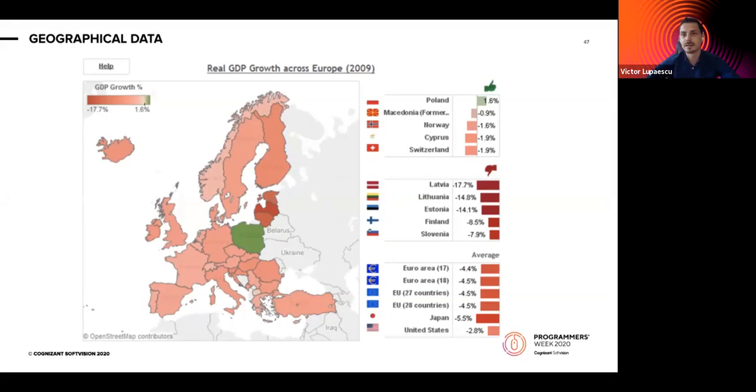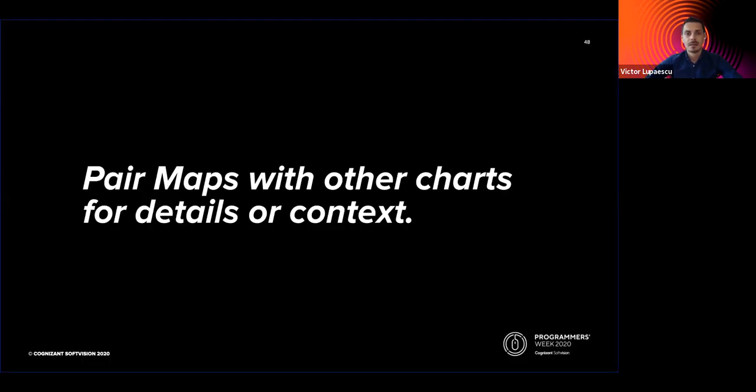So I can see that Poland actually had a growth, then the next countries had a smaller negative growth than the others, and Latvia, Lithuania, and Estonia did really badly during that crisis. It's something that I could have figured out from the chart as well, but it's much easier this way. So pair maps with other charts for details or context. You can even pair it with a table.